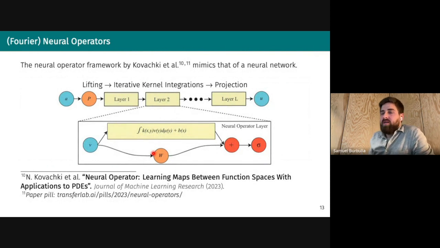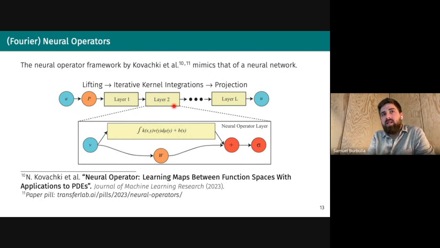The neural operator framework outlined by Kovachki et al. Here's a recent paper with a large, extensive overview of this framework. They try to mimic the framework of a usual deep neural network. And it looks like the following. Consider an input function a, then they apply some lifting procedure. It's nothing special, just increasing the dimensions of the hidden representation, like adding some channels in a convolutional neural network. And then they have an iterative kernel integration until they project the output to the function u.